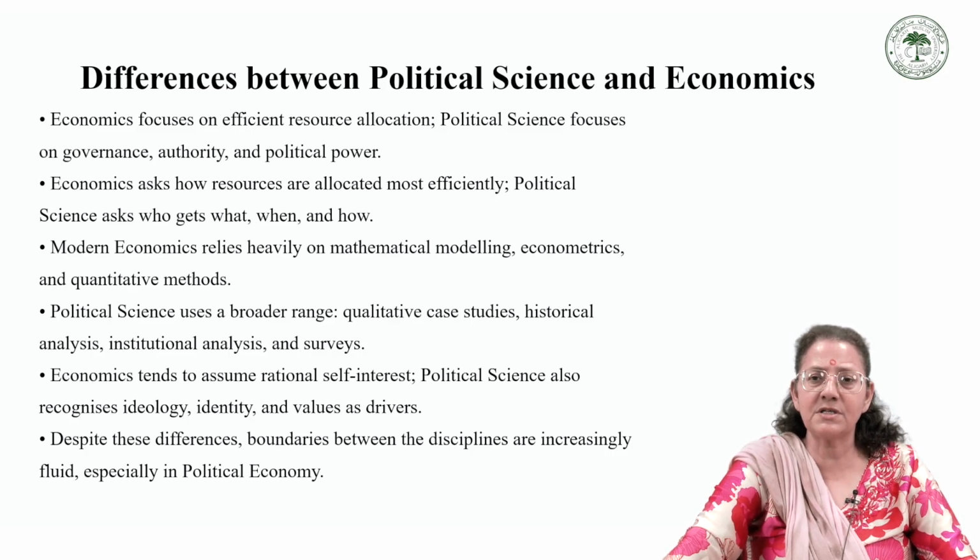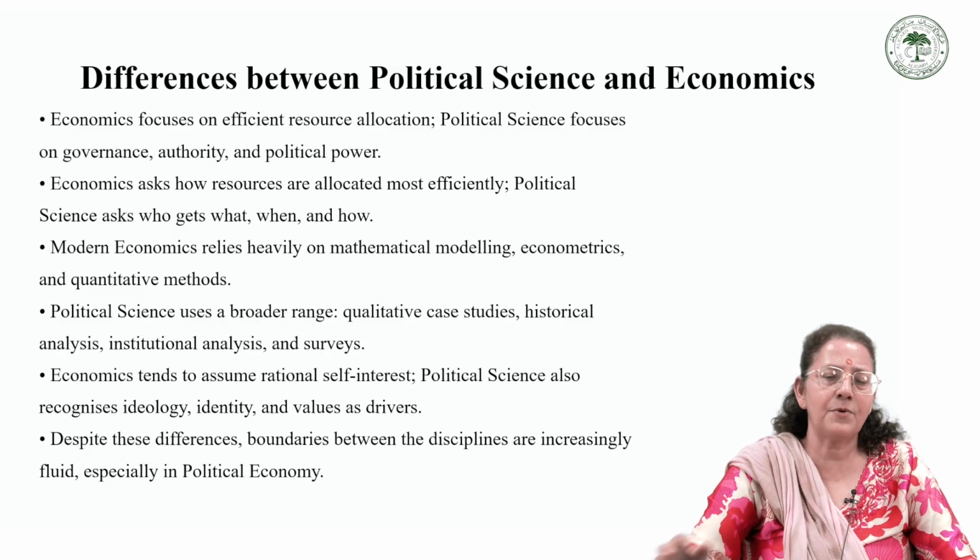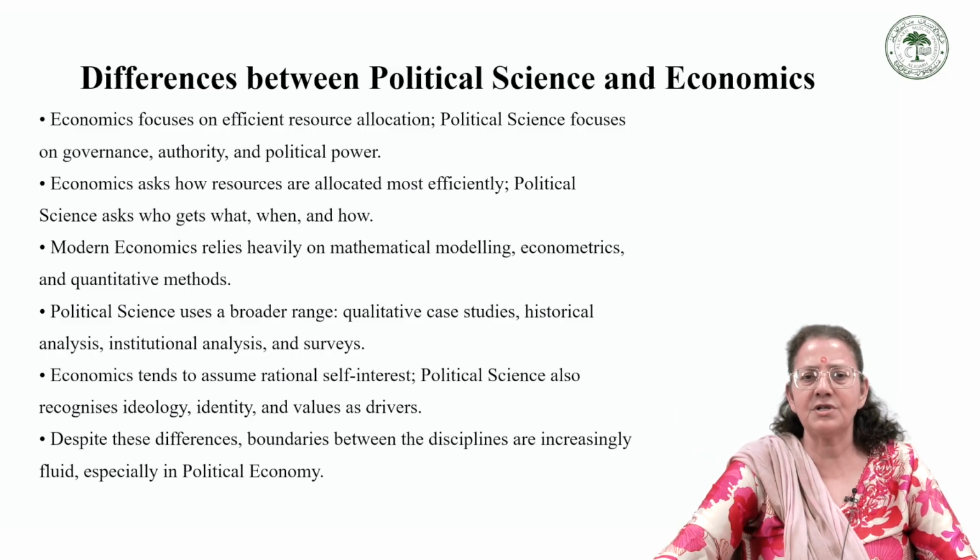Political science focuses on the state and political power, governance, authority, legitimacy, and the process through which collective decisions are made. Its core question, which we have already discussed, is who gets what, when, and how in the political sphere.